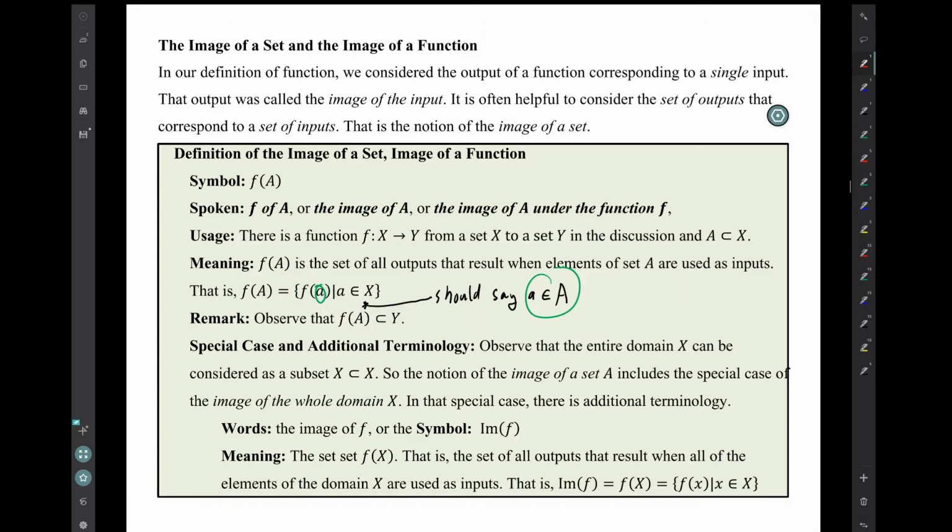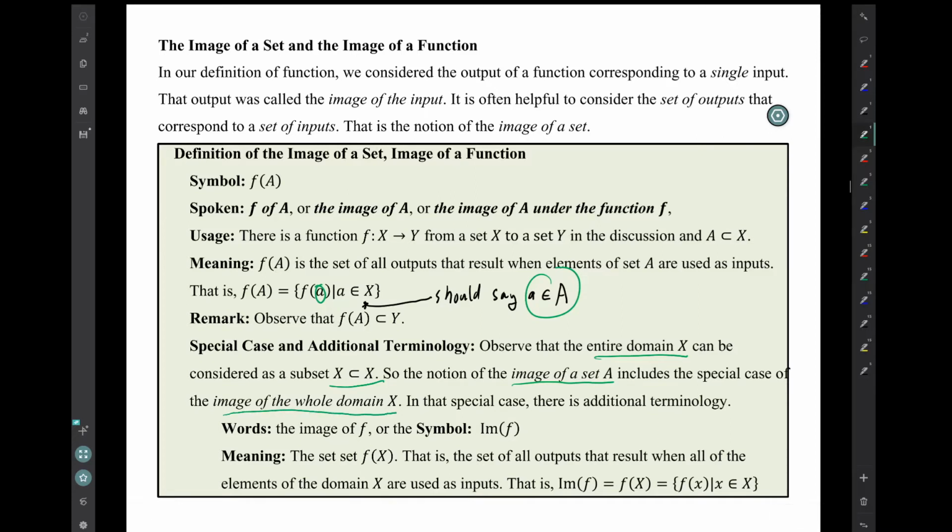Now there's a special case and some additional terminology. Notice that the entire domain X can be considered as a subset of itself. So the notion of the image of a whole set capital A includes the special case of the image of the whole domain capital X.